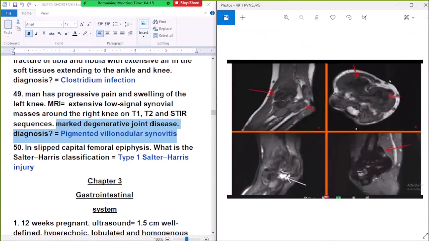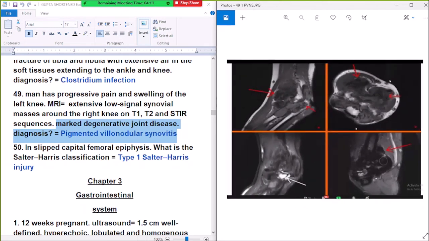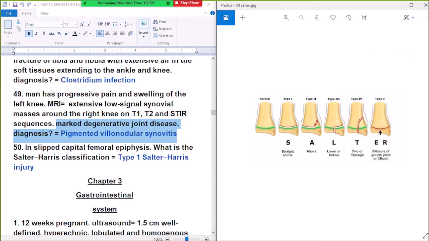This is similar: PVNS in the ankle joint, pigmented villonodular synovitis. I think this is the ankle joint. Same marked areas of low signal on T1, T2 and STIR, with degenerative joint disease. You can write osteopenia, etc. So the diagnosis is pigmented villonodular synovitis.